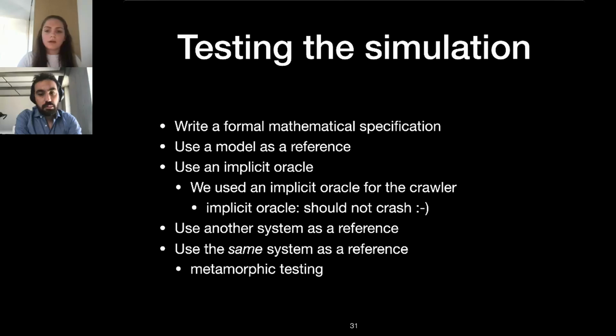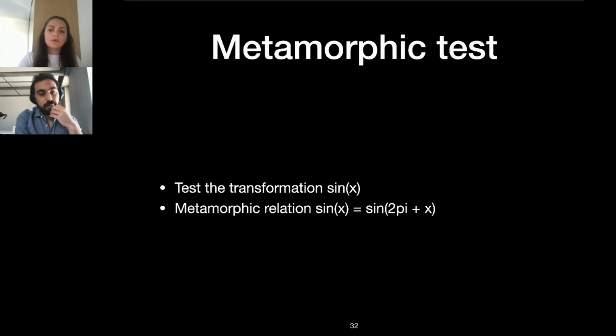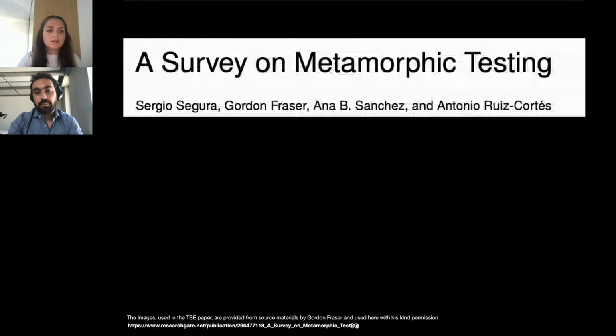Before I jump into the testing that we're doing, I would like to give a simple overview of what a metamorphic test looks like. So let's say we have the sine transformation, and we know that for two different inputs, there are certain relationships that should hold true. Testing that these relationships hold true, like sin(x) and sin(2π + x), is basically metamorphic testing. There was a survey published in 2016 that provides a comprehensive survey on metamorphic testing, summarizing the research results and the application areas.